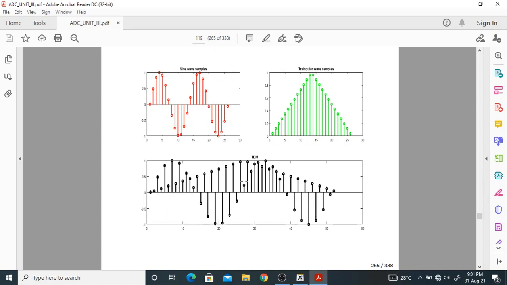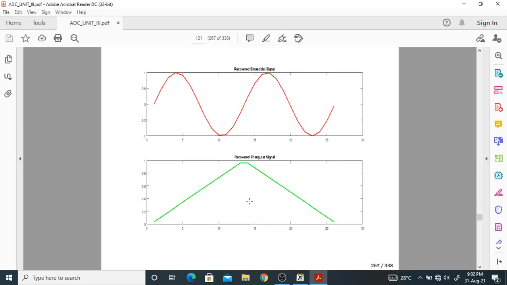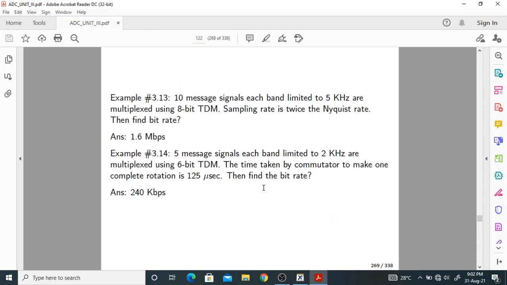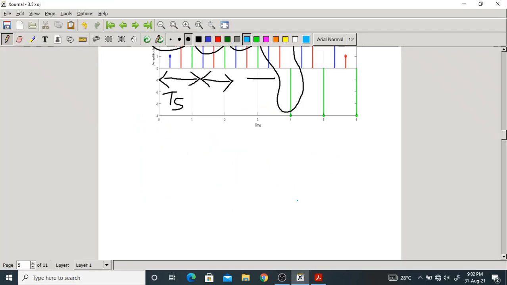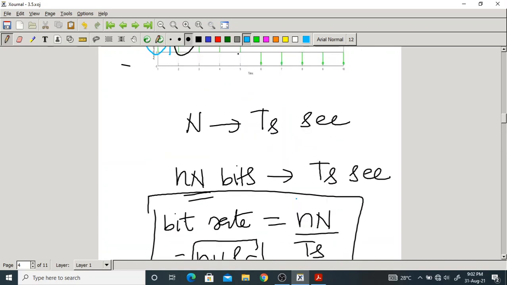So this is a sine wave and this is the triangle. Within the same time I could transmit 2 signals by sharing the time one after another. This is a TDM signal. This is the recovered signal after recovery. These are some problems, you solve them. Right, so with this we complete TDM also. You remember these formulas, very important.